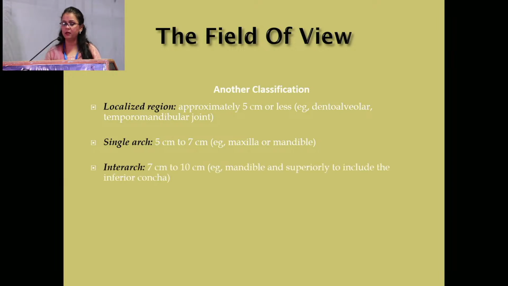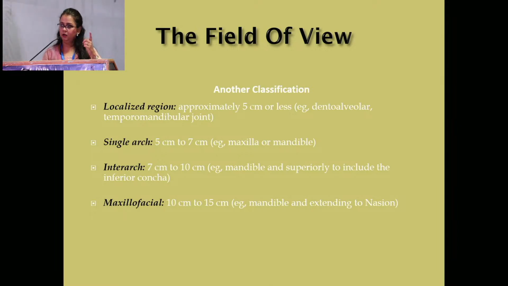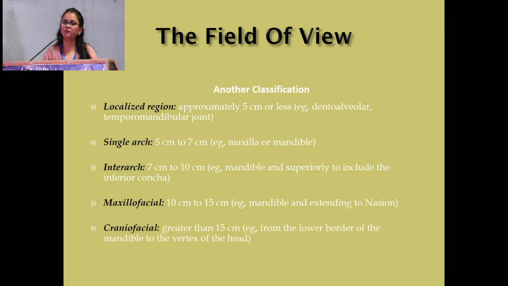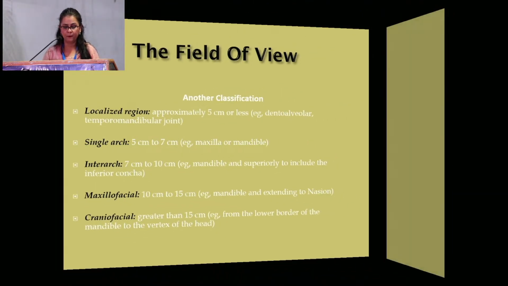If you want a single arch, then the size would be 5 into 7 centimeters. If you want to localize a small field of view, then it will be just 5 into 5 because you don't want to unnecessarily expose the patient. If you want both the arches, 7 into 10. If you want the maxillary arch, the mandibular arch, and the maxillary sinus, go for a maxillofacial, or a craniofacial if you want the whole of the skull.